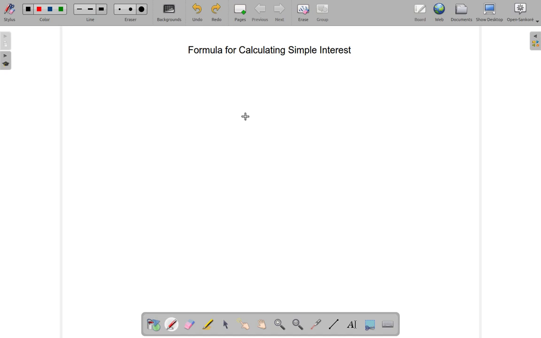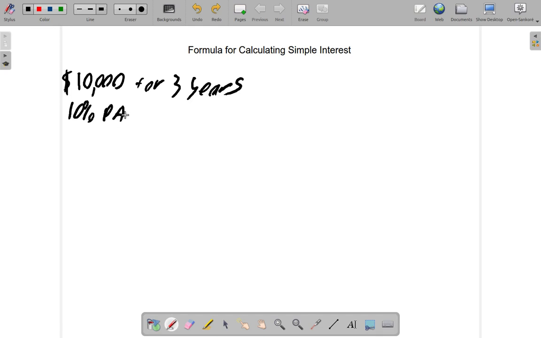Alright, so let us say, for example, $10,000 is invested for say 3 years at 10% per annum. You want to find out what is the total interest that you earn from it. Alright, so you have this as a situation.